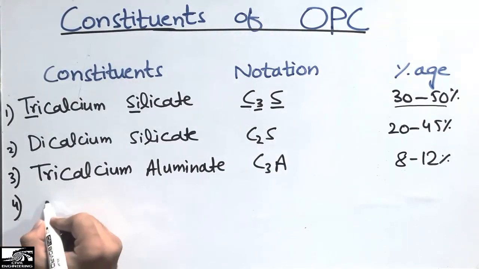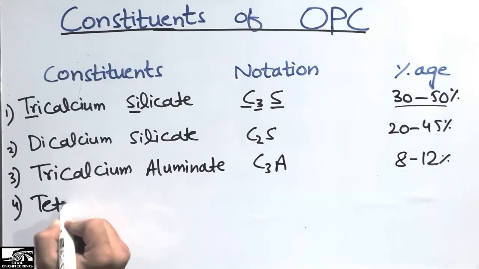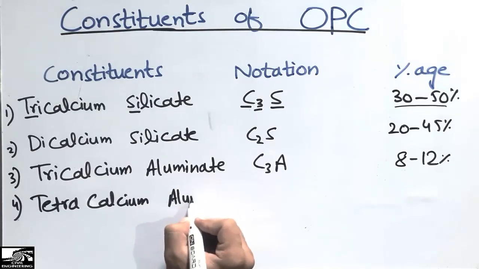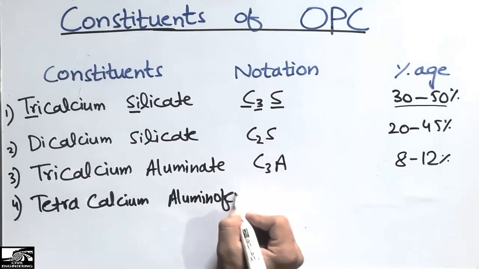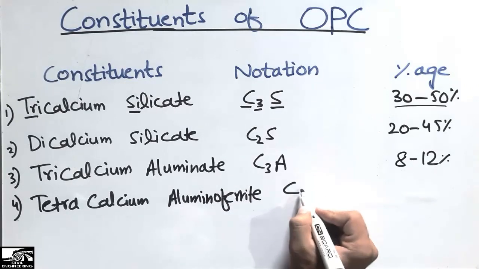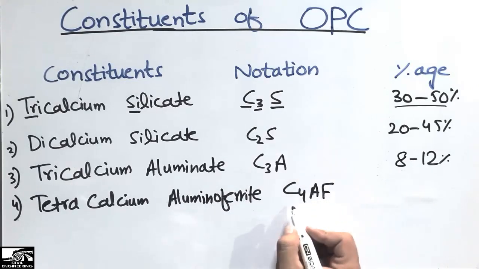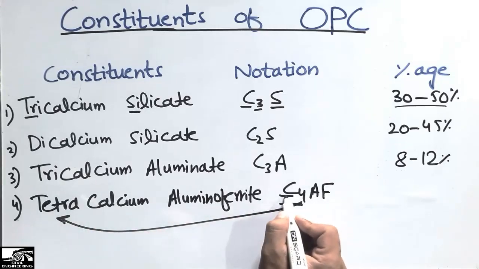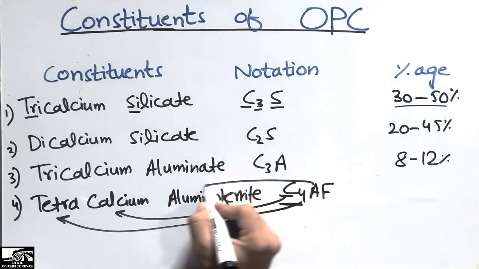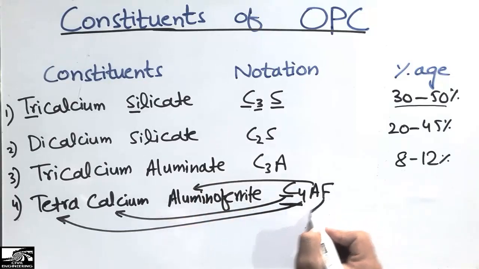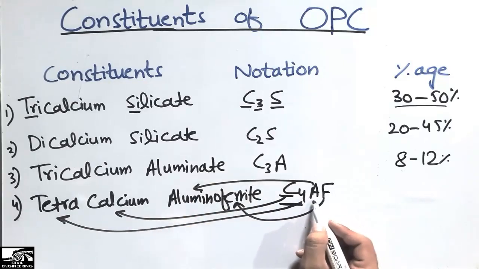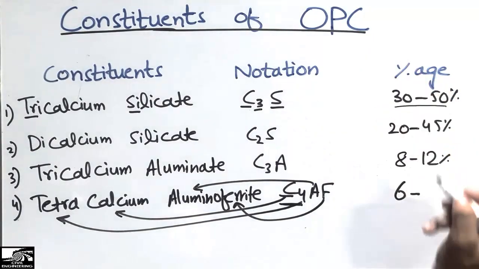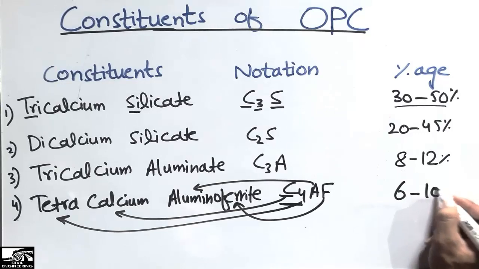The fourth one is the last one. It is Tetracalcium Aluminoferrite, represented by C4AF. It means tetracalcium. The 4 is used for the tetra, C is used for the calcium, A is used for the alumino, and the F is used for the ferrite. So tetracalcium aluminoferrite is present in the least percentage in the cement, 6 to 10%.